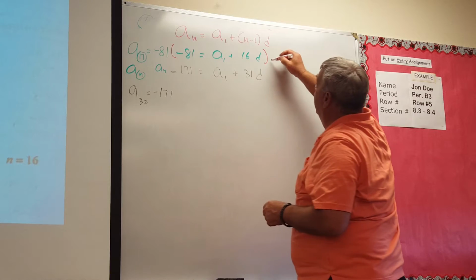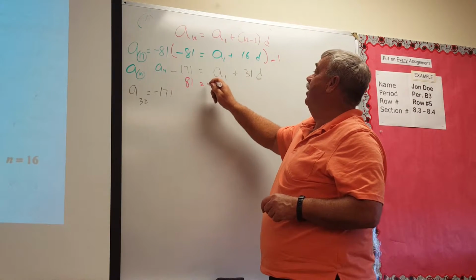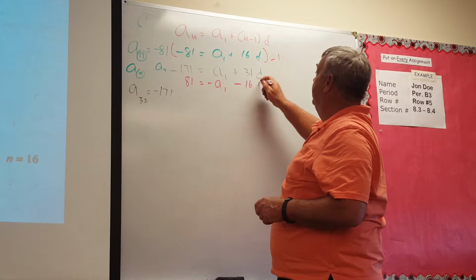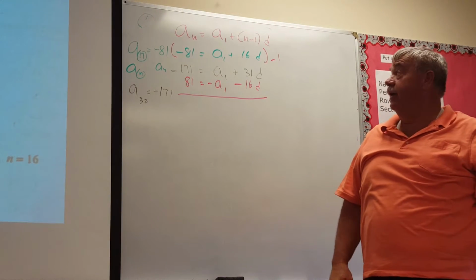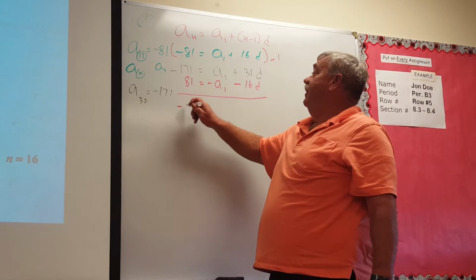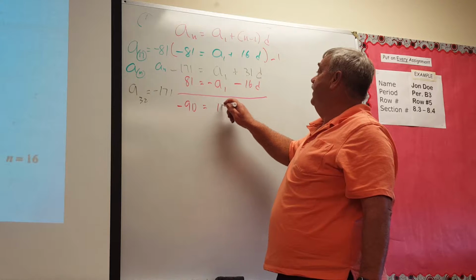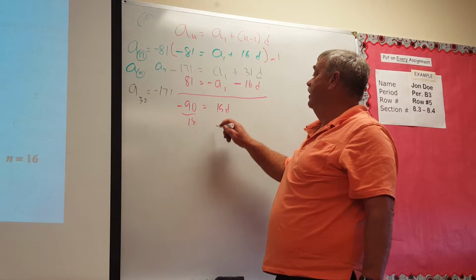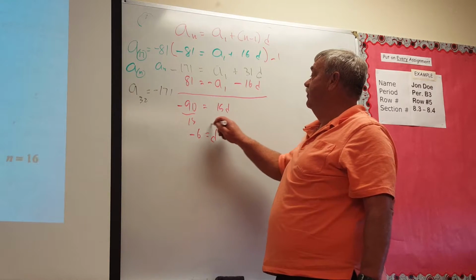Let's times this one by -1. So positive 81 equals negative A1 minus 16D. Now they're all going to work out just about like this, okay? All right, so this is negative 90 is going to equal 15D. So when you divide by 15, D equals negative 6.